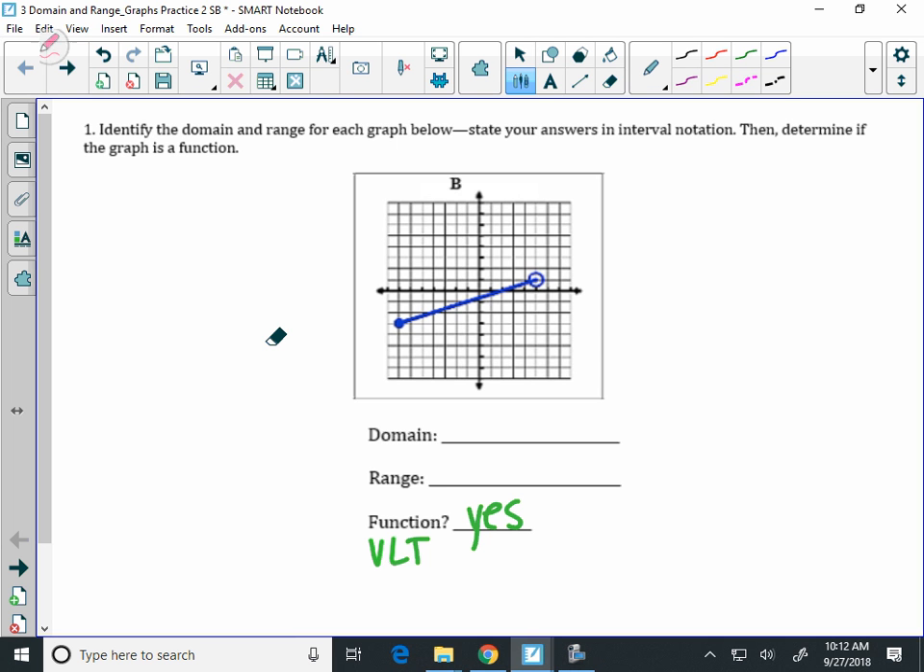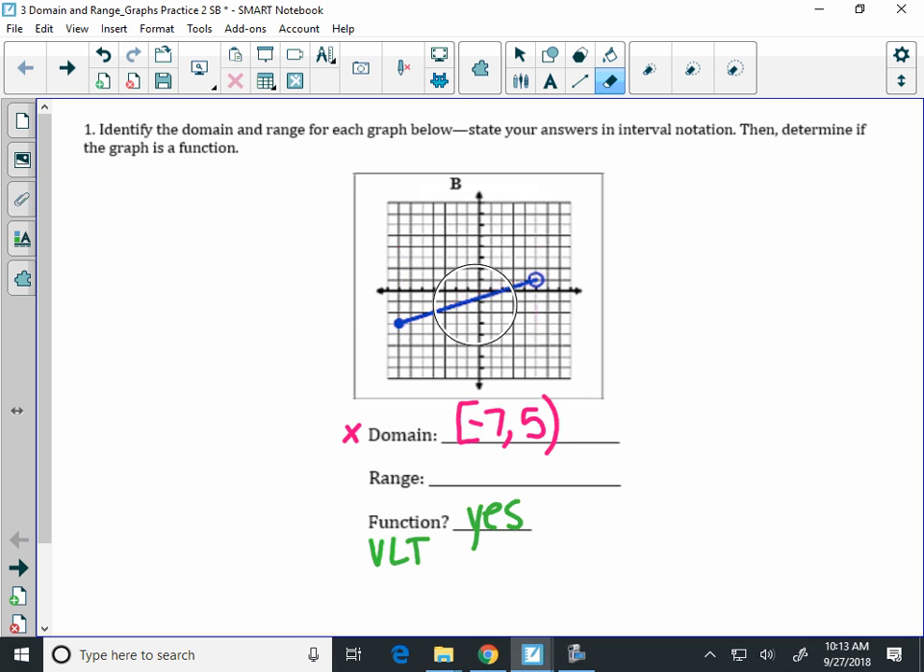Now when I do my domain, you need to remember that the domain deals with the inputs, or the x values. So you want to go all the way from the left end of your graph to the right end of your graph. On the left, the farthest x value is at negative 1, 2, 3, 4, 5, 6, negative 7 with a closed dot. So when you write negative 7 down, you're going to put a square bracket with that value. Your graph covers all the x values from negative 7 until you get to x equals 5. Now 5 has an open dot, so you're going to fill it in with a parenthesis.